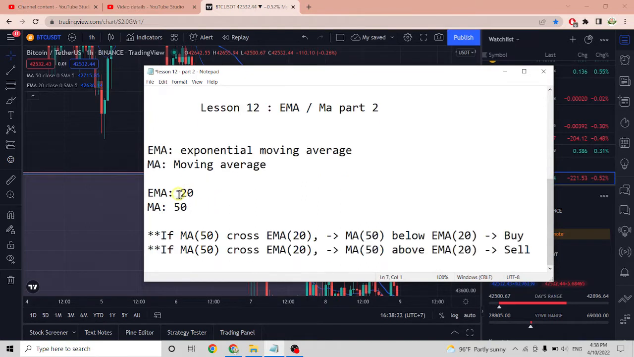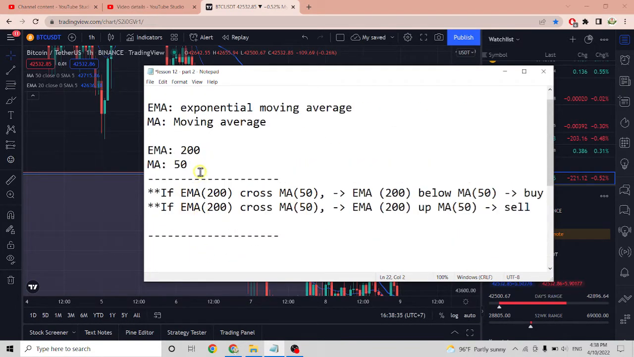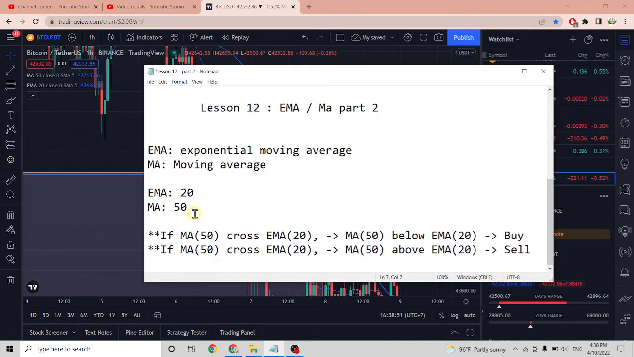Today, EMA 20 and MA 50, we set this for trading daily or weekly, for the short term. But if you are trading monthly, or for later months, for the long term, you can set EMA 200, MA 50. So that's the difference. As a daily trader, you can set this one.